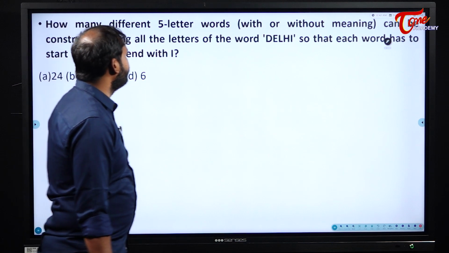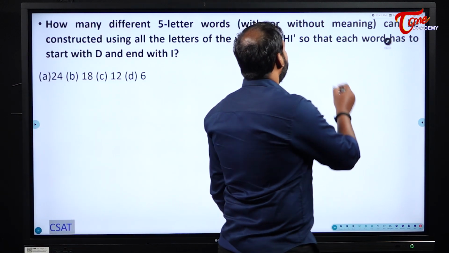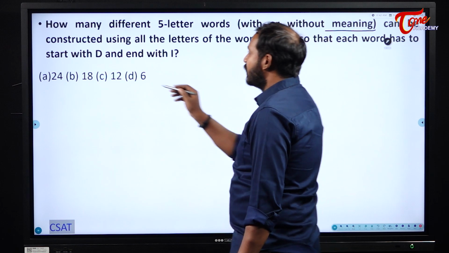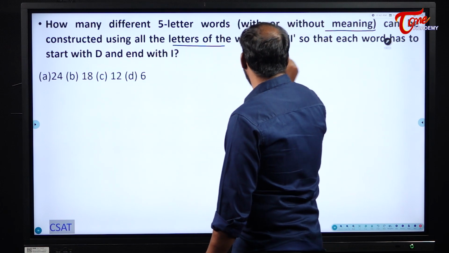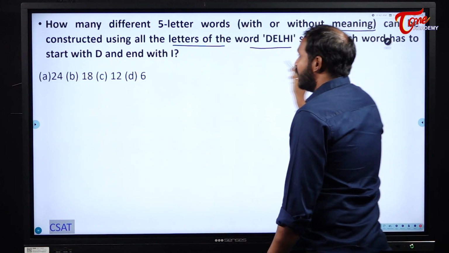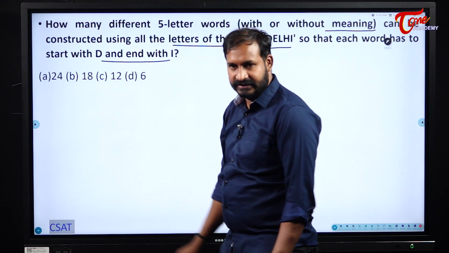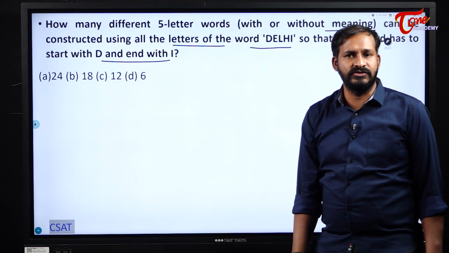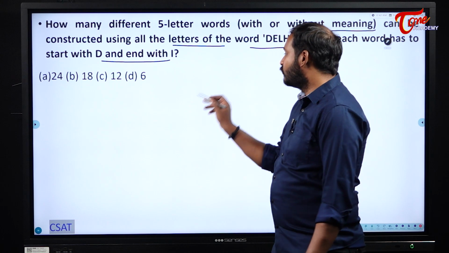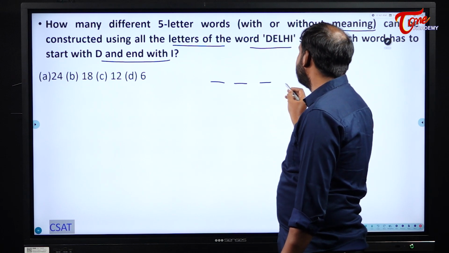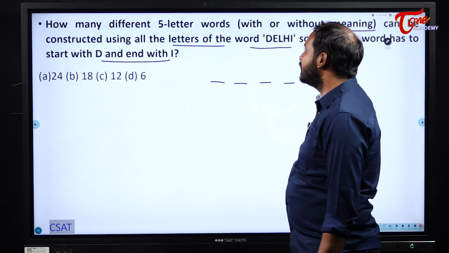How many different 5-letter words with or without meaning can be constructed using the letters of the word Delhi, so that each word has to start with D and end with I? Okay, each word should start with D and end with I. In total, how many letters are there in Delhi? 5 letters are there in Delhi.